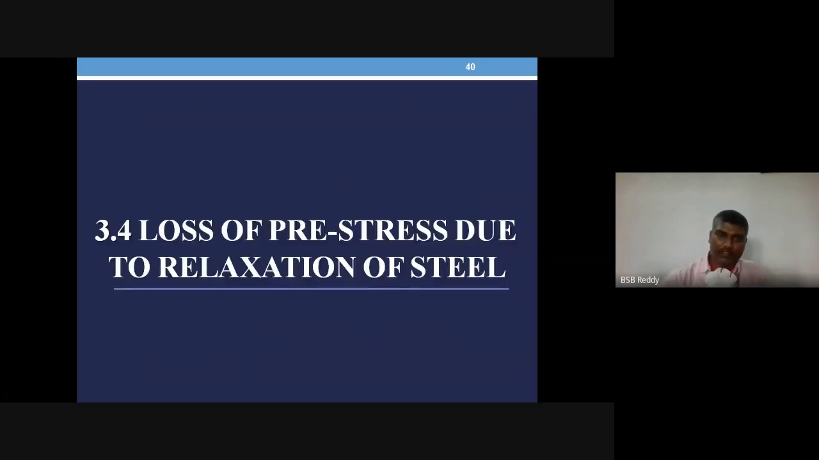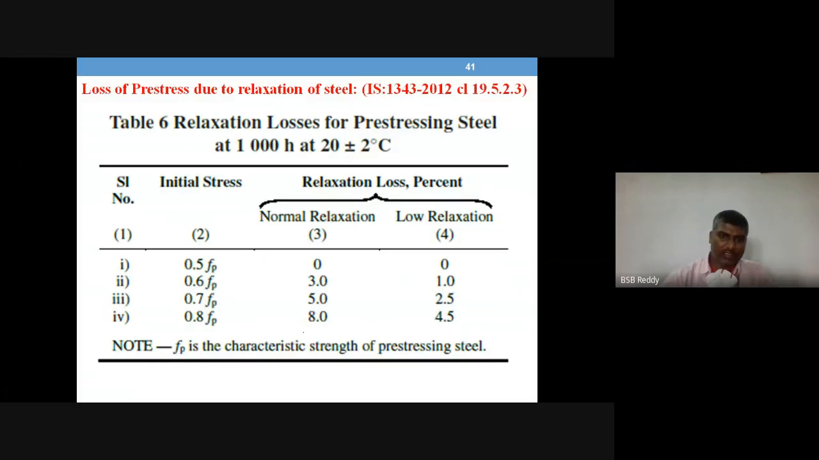Okay. Now coming to the loss of pre-stress due to relaxation of steel. So this relaxation of steel is a direct value. You can read it from the table. There won't be any formula or anything. The loss is just directly a table value taken from the table given in 19.5.2.3.